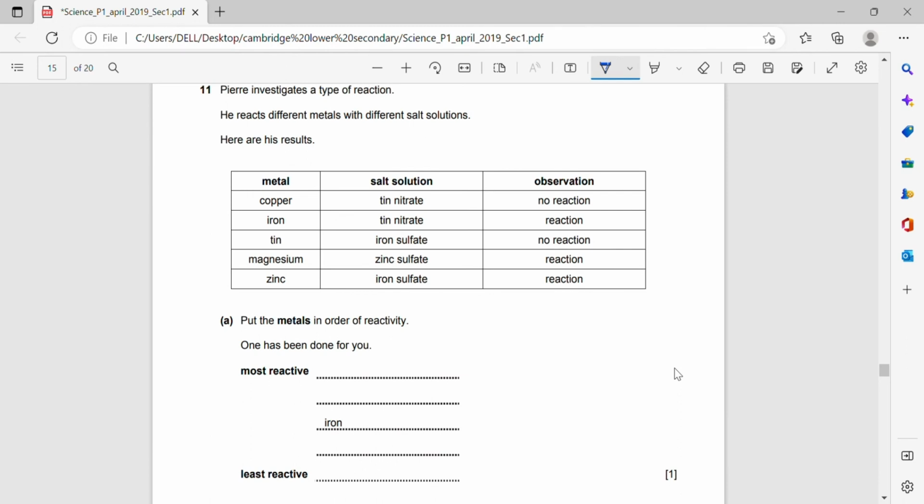Pierre investigates a type of reaction. He reacts different metals with different salt solutions. Here are his results. I have the metals: copper, iron, tin, magnesium and zinc. Then salt solutions and observation. When we see this table with different metals, what are we dealing with? Displacement reactions.